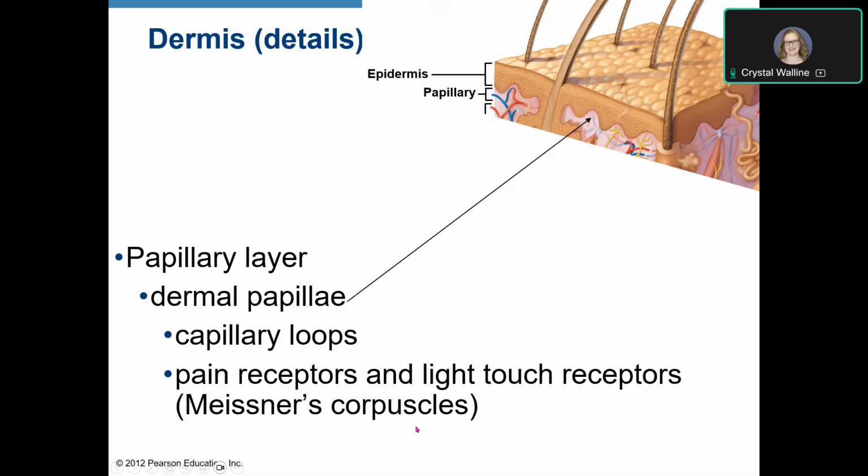So Merkel cells are touch receptors that you find in the stratum basale of the epithelium, and Meissner's corpuscles are light touch receptors that you find in the papillary layer of the dermis.